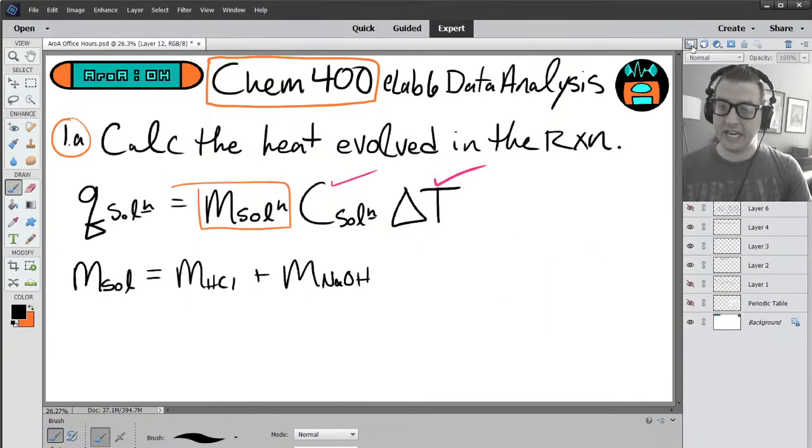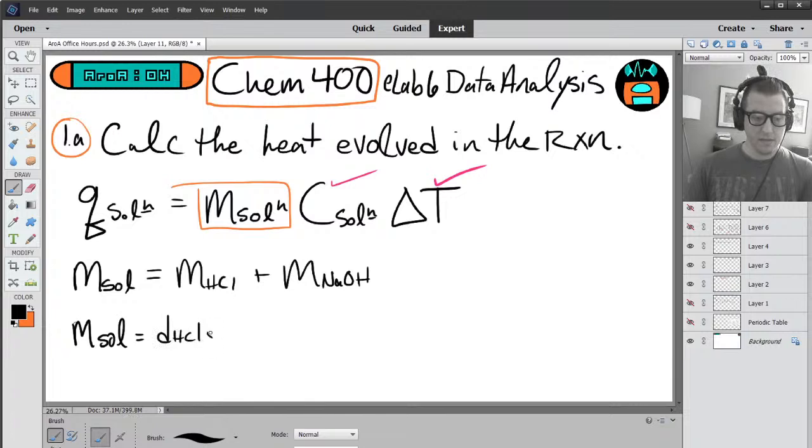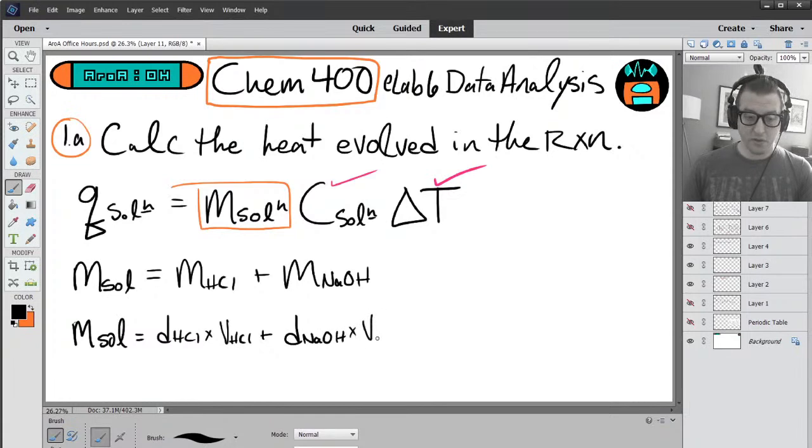volume of each. So this equation becomes the mass of our solution equals the density of HCl times the volume of HCl, and the mass of sodium chloride becomes the density of sodium hydroxide times the volume of sodium hydroxide. And we've been given both of these.